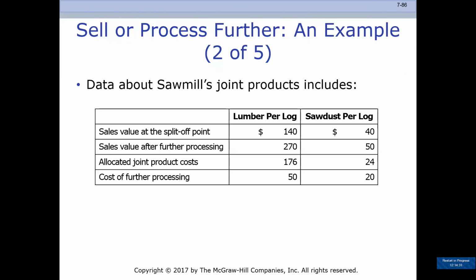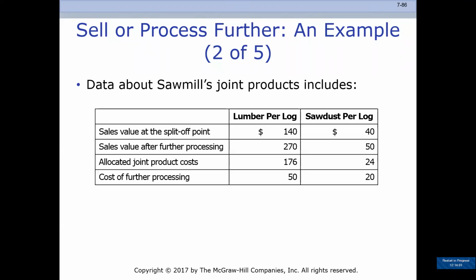The allocated joint cost is 176, and the cost of processing further is 50. So in other words, should they invest $50 so that they can get 270 instead of 140? Does that make sense? Would you invest $50 if you can take 140 and make it into 270? Yeah. If you can increase this by more than 50, you do it. The cost of going from 140 to 270, the cost of doing that is 50.